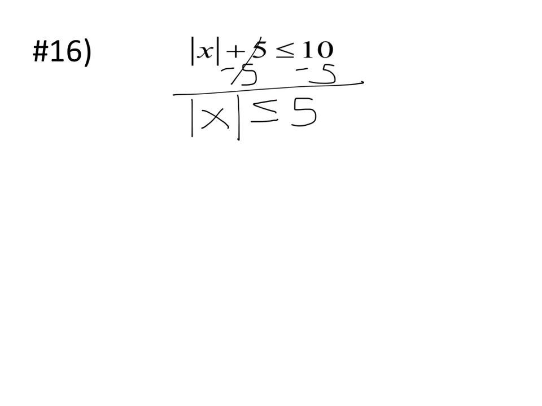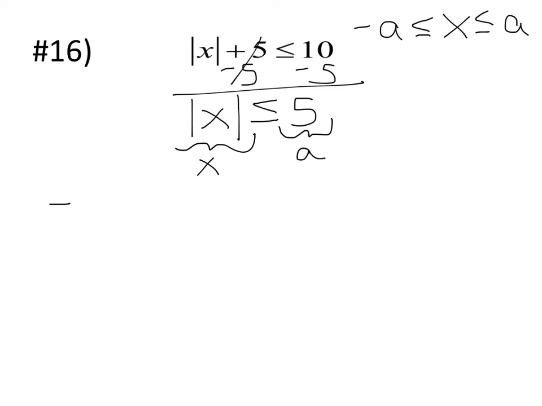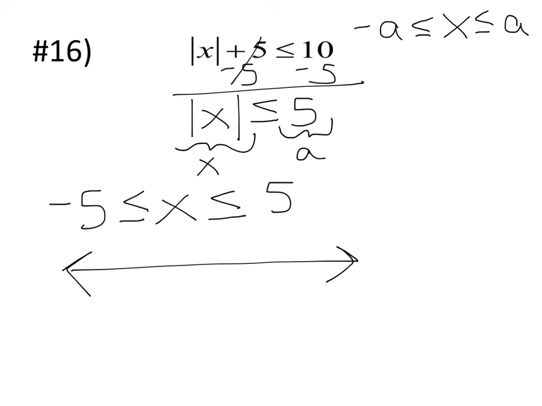Touch the but. So you have negative a is less than or equal to, because this one's an or equal to, x, which is less than or equal to a. Everything inside the absolute value is x. Everything on the other side of the inequality is a. So in this case, negative a, which is 5 in this problem, is less than or equal to x, which is just x in this problem, which is less than or equal to 5. Don't overthink it. Okay? Don't overthink it.